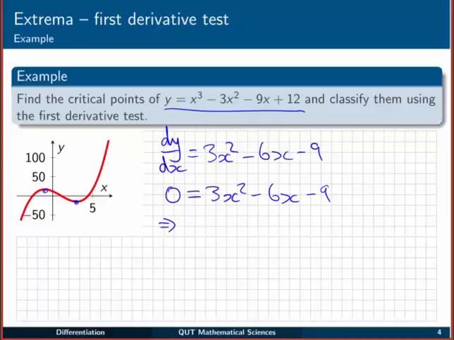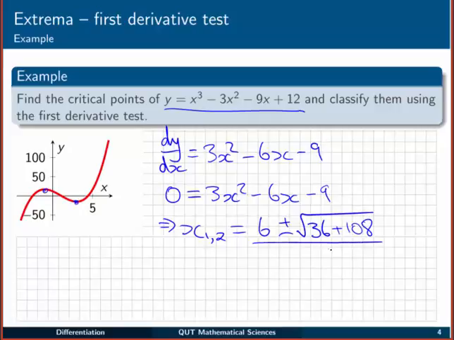And that implies, using the quadratic rule, that x1 and x2 will be equal to negative b, which is 6, plus or minus the square root of b squared, 36, minus 4 times 3, which is 12, times 9, which is 108, with a minus, all over 2 times a, which is 6. Now if you evaluate that square root and simplify that, you should find that that gives you either 1 plus or minus 2, in other words 3 or minus 1 for your x values.